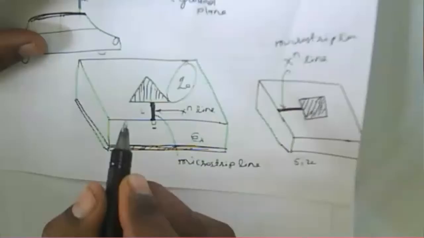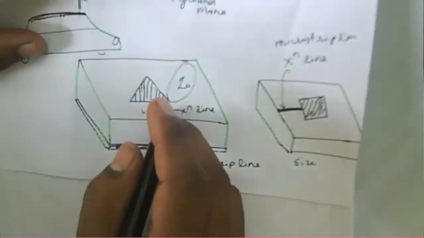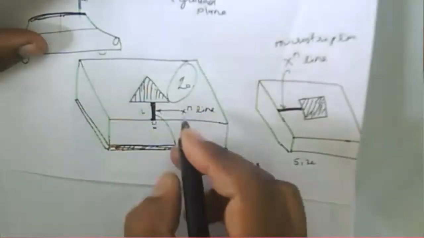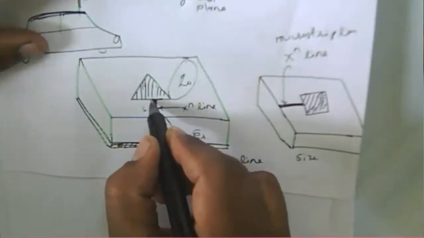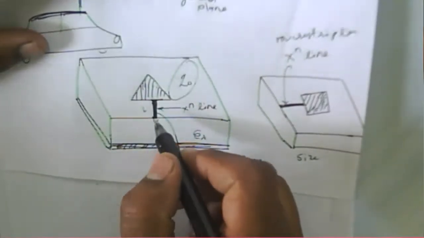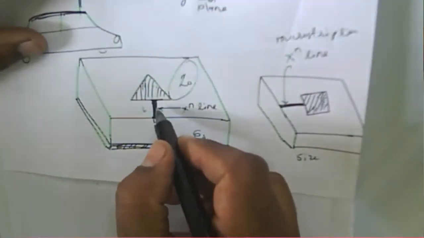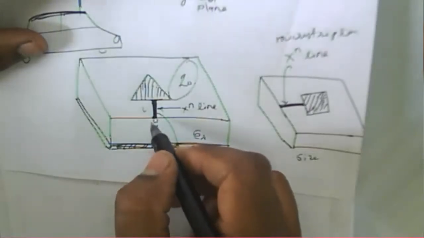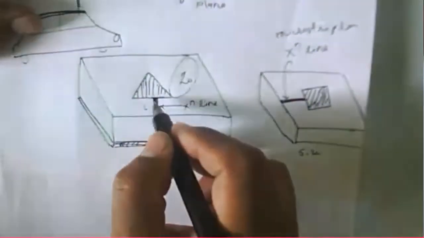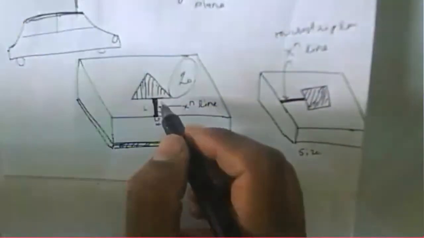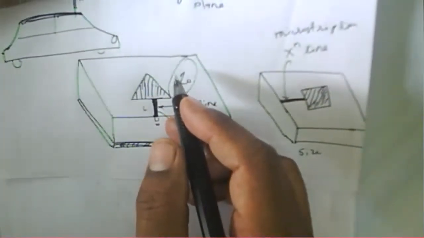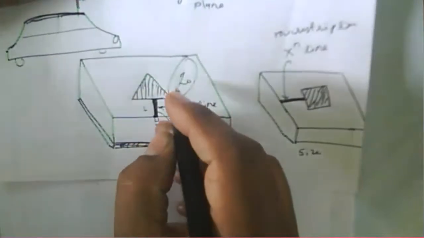The shape can be a rectangle or a square that can be designed. There is a small line we require, because this antenna is to be excited. To excite this antenna, we need a small line, and that small line is called a microstrip line. The structure is developed using this microstrip line. That's why this antenna is called a microstrip antenna.